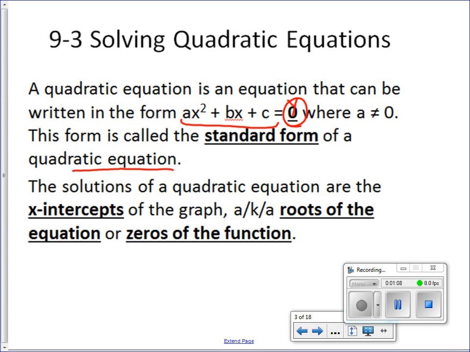The solutions of a quadratic equation are the x-intercepts of the graph. X-intercepts of the graph are also known as the roots of the equation or the zeros of the function, or typically they're called the solutions of a quadratic equation.